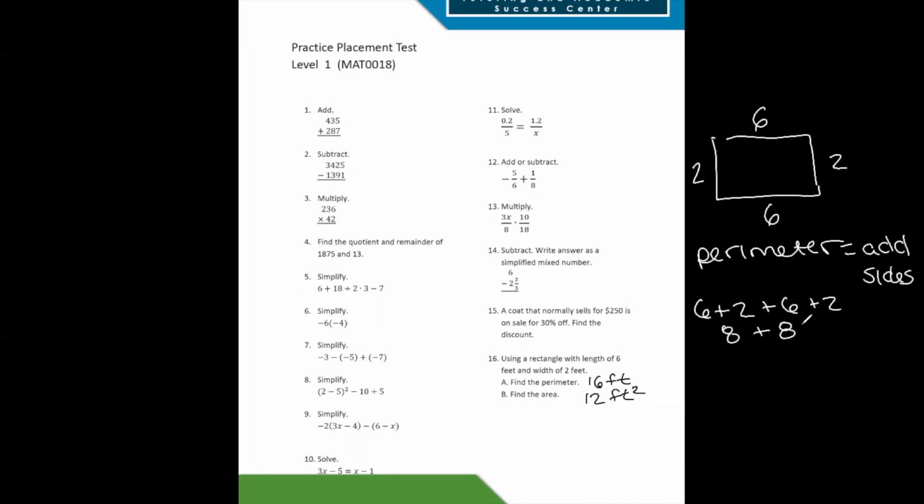6 plus 2 is 8, and 8 plus 8 equals 16. Perimeter is simply a measure around, so that's why we're just going to use the label of feet. When we go to do the area, we're going to multiply the length times the width. So area equals length times width. So our area is going to be 6 times 2, which is 12. And anytime you're writing area, you want to put that label as squared. So since it's feet, it's going to be squared.